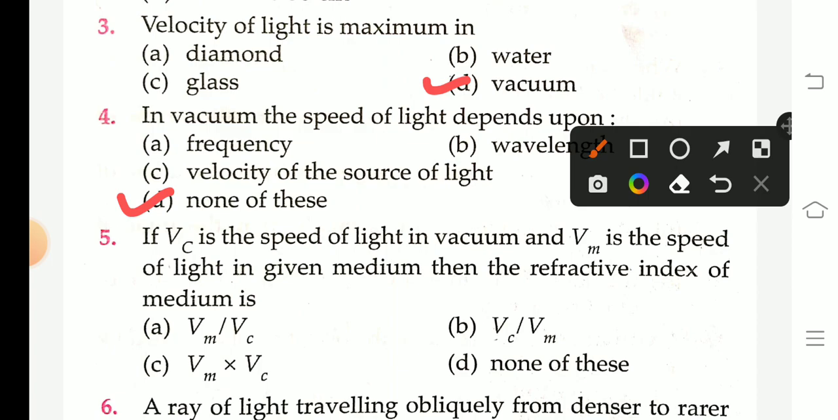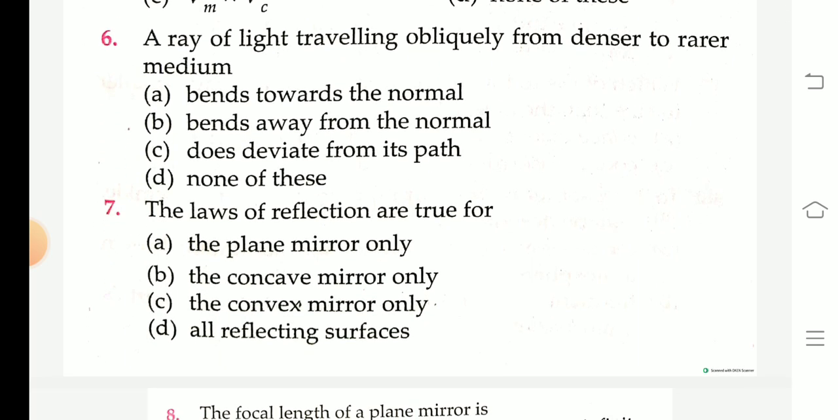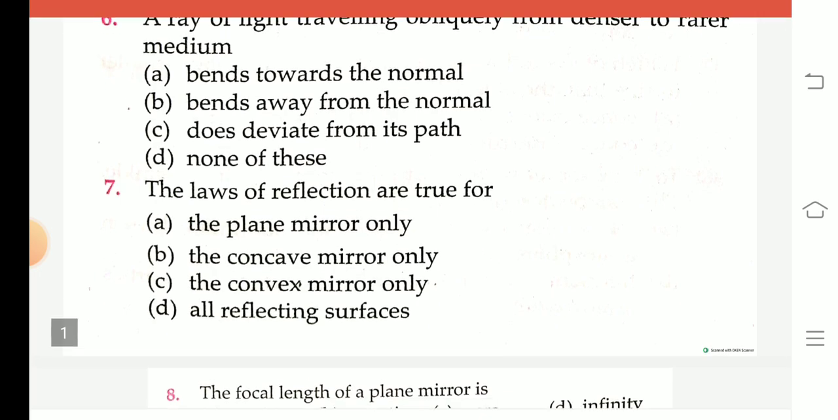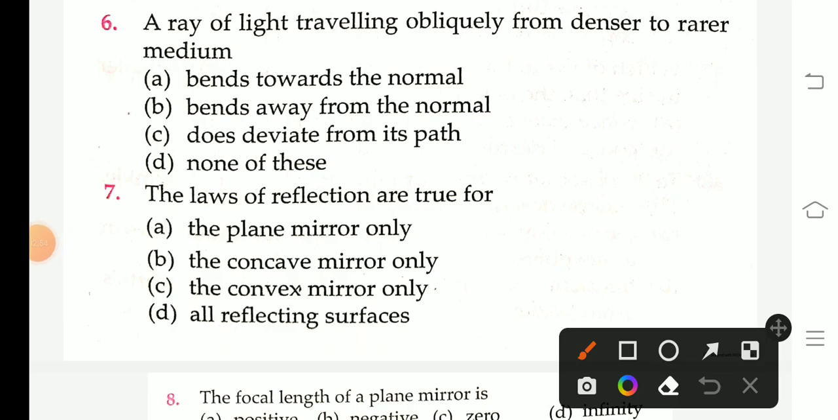Next, if Vc is the speed of light in vacuum and Vm is the speed of light in given medium, then the refractive index of medium is... Right answer option B, Vc by Vm. Next, a ray of light traveling obliquely from denser to rare medium... Right answer option B, bends away from the normal.